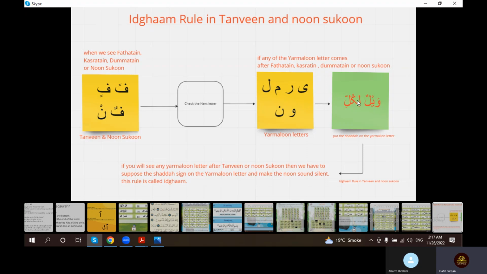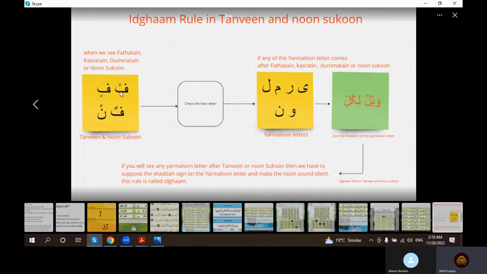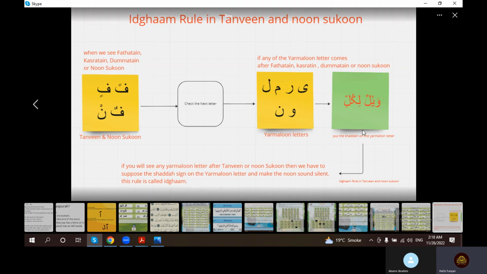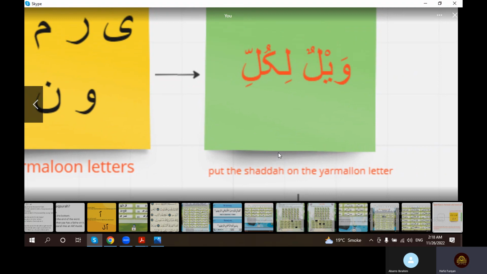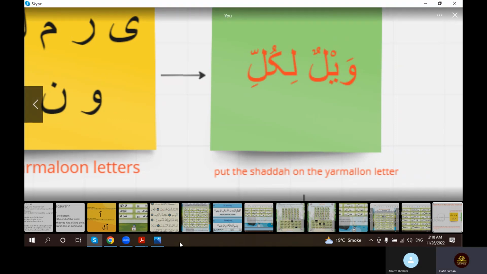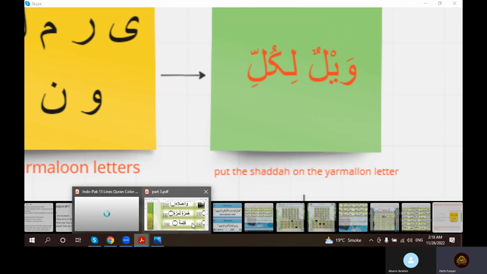The fourth step is, first you saw the tanween, then you check the next letter. If you find any Yarmalun letter, then the final result is that you have to put the shadda on the Yarmalun letter. This is the thing that we are doing here.